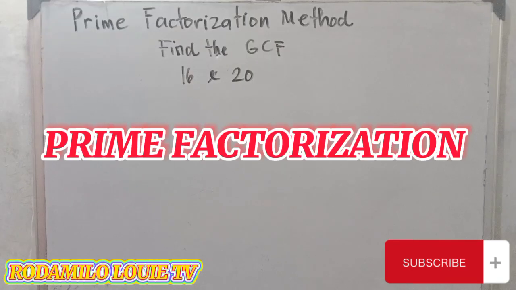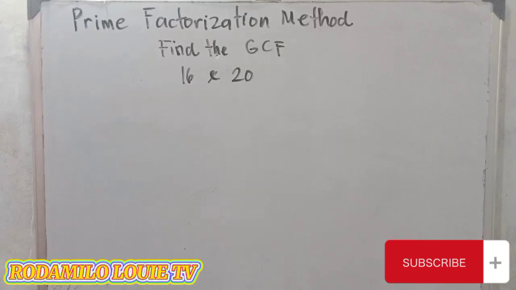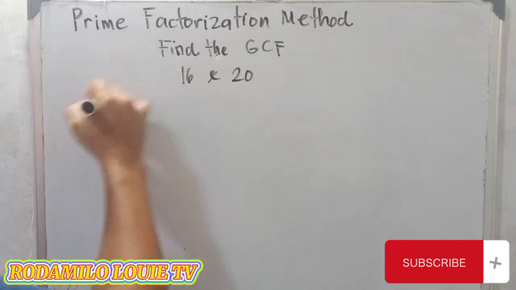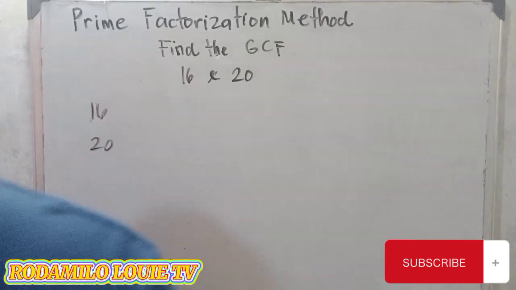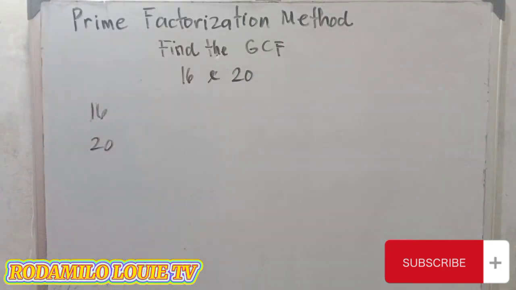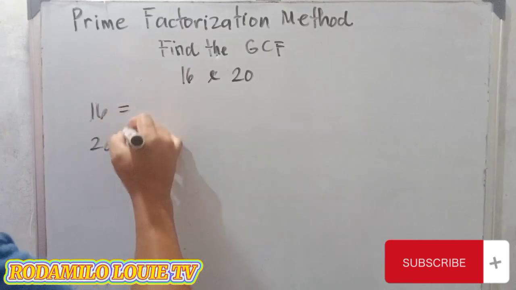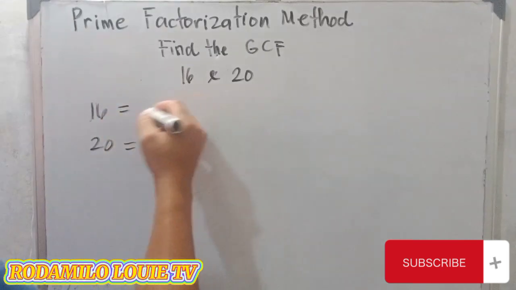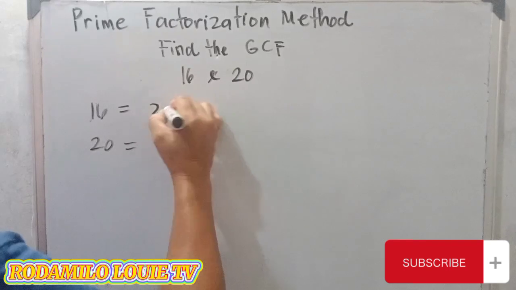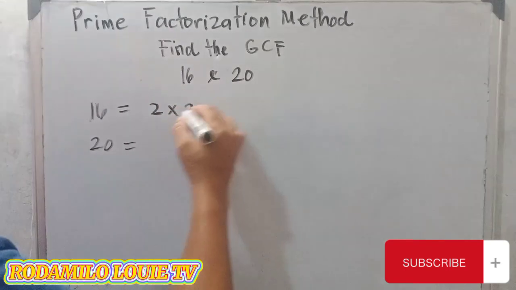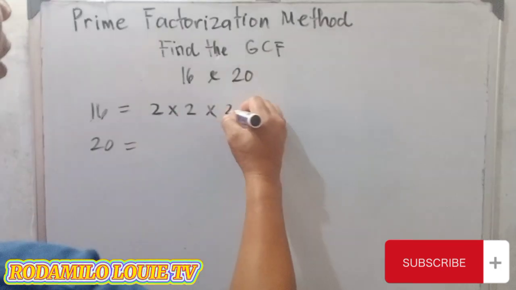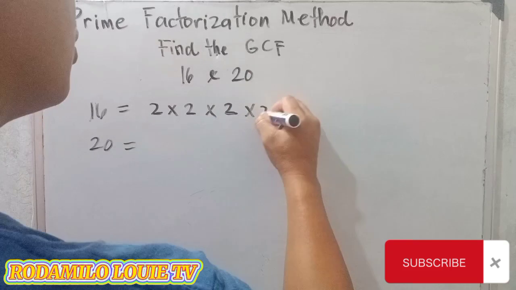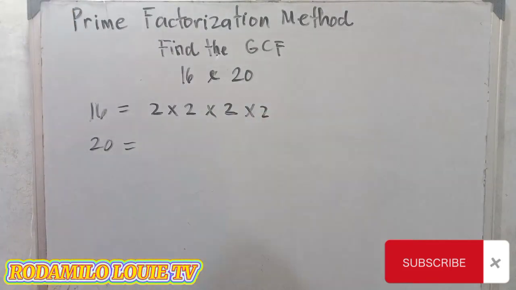Okay, next is the prime factorization method. So find the GCF of 16 and 20. So prime factorization, guys. So atong list na, guys. So 16 and 20. So using prime factorization. So this is 2 times 2, 4. 4 times 2, 8. Times 2 is 16.